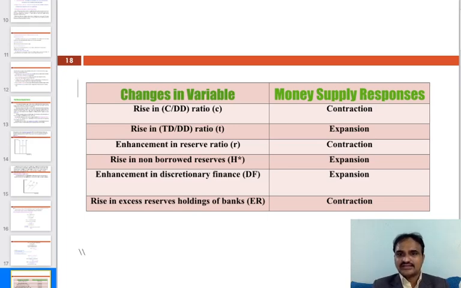So a rise in the cash reserve ratio is contraction. A rise in the time deposit ratio is expansion. An increase in the reserve ratio will shift the supply curve towards contraction. A rise in non-borrowed reserves is expansion, shifting rightward. An enhancement in discretionary finance, DF, is expansion, shifting the supply curve rightward according to the previous diagram. A rise in excess reserve holdings of the banks will also shift towards contraction.